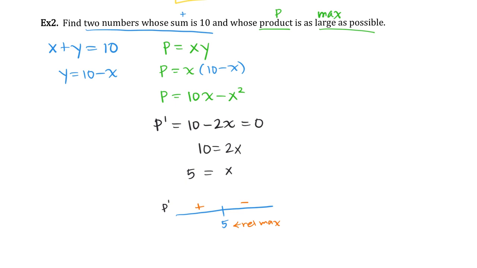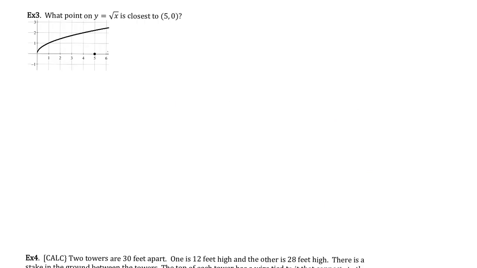So what are the two numbers? I know that x is 5. What's y? Let me plug it in. 5 plus y equals 10. y is also 5. So then answer the question. Find two numbers whose sum is 10: 5 and 5, and whose product is as large as possible, which is 25. Okay, example 2 was like the warm-up problem. Now let's do some real problems.